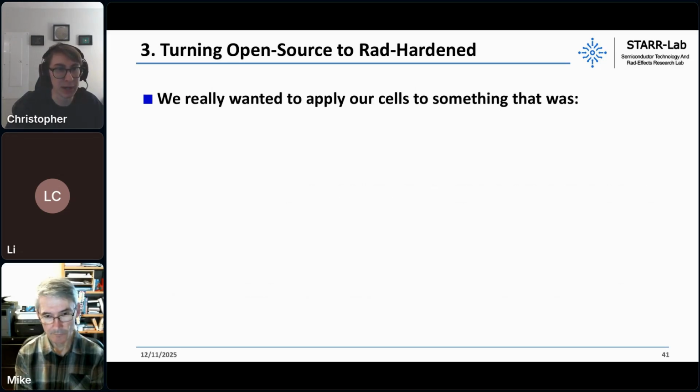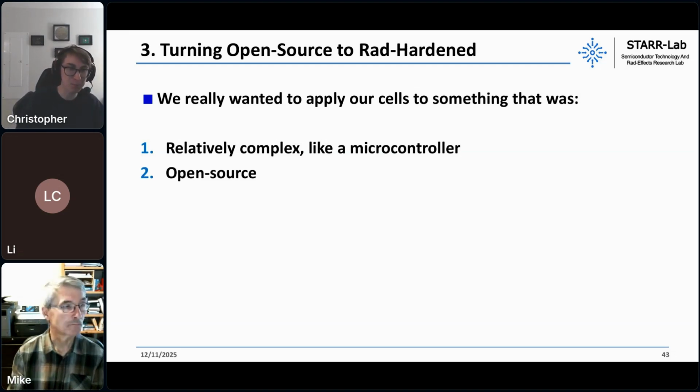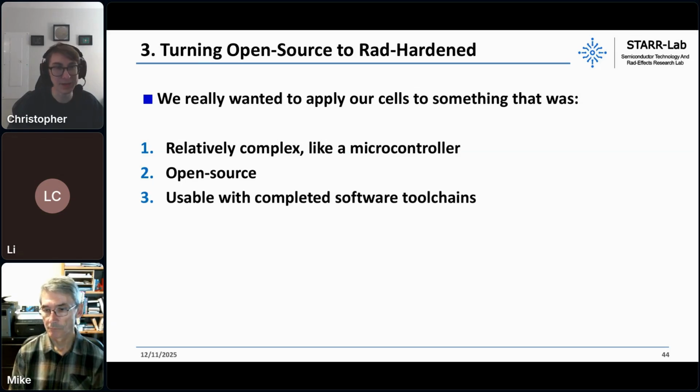We wanted to apply these cells to something that had a lot of checkboxes ticked off. Something relatively complex, like a microcontroller, that we could run a variety of tests on and do some interesting things with. Of course, we wanted something that was open source, so we didn't have to pay royalties or be locked into something we couldn't play around with and modify. Something open source that also had a completed software tool chain, so we didn't have to spend a whole lot of time developing software ourselves. That would be a big bonus.